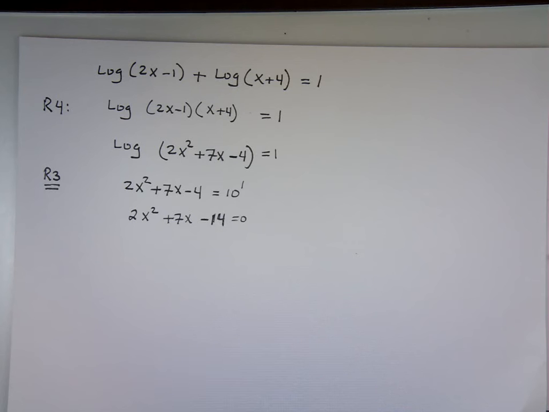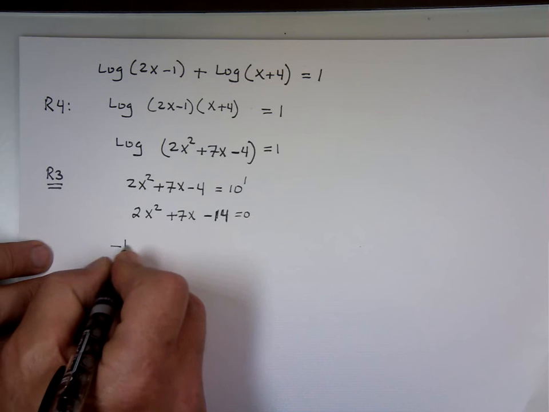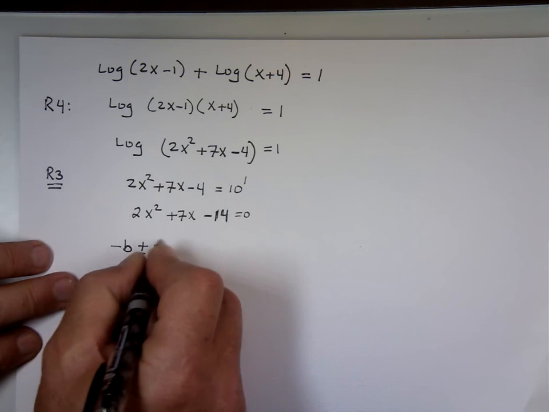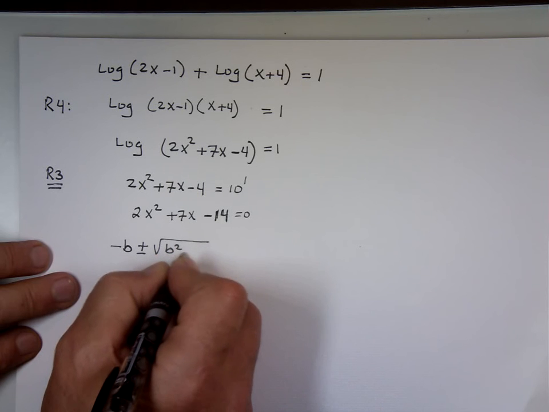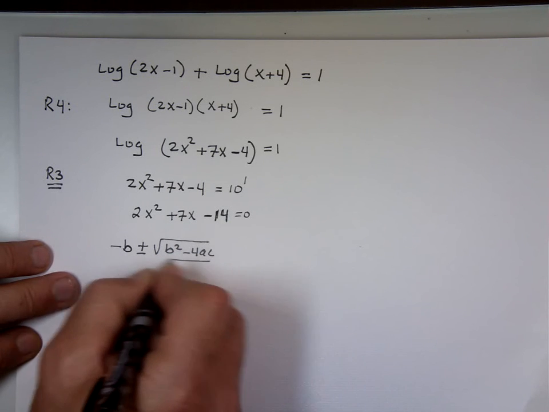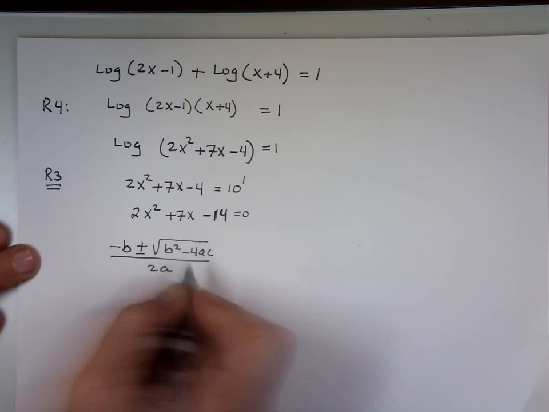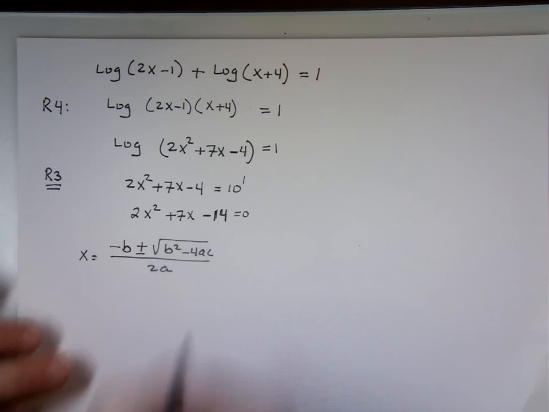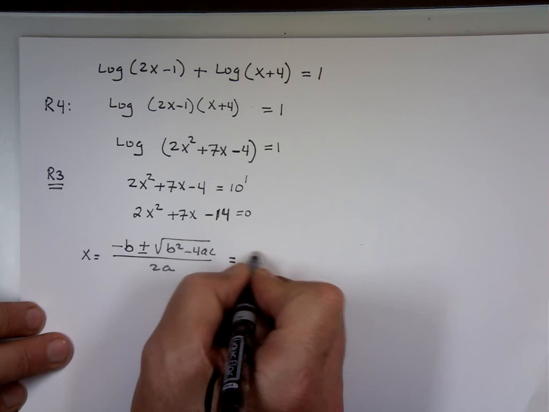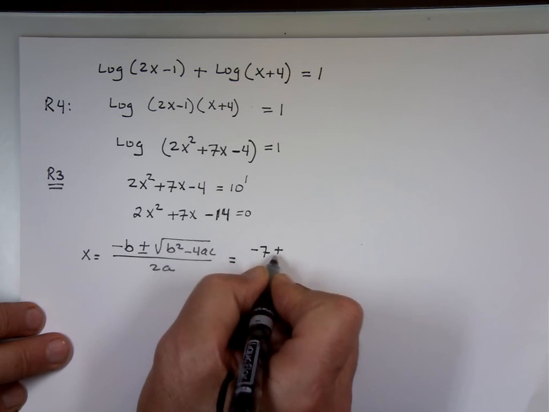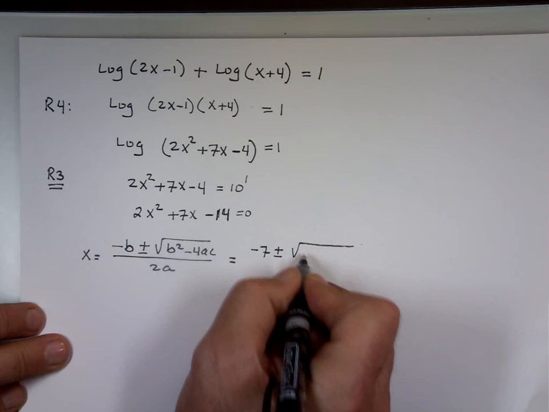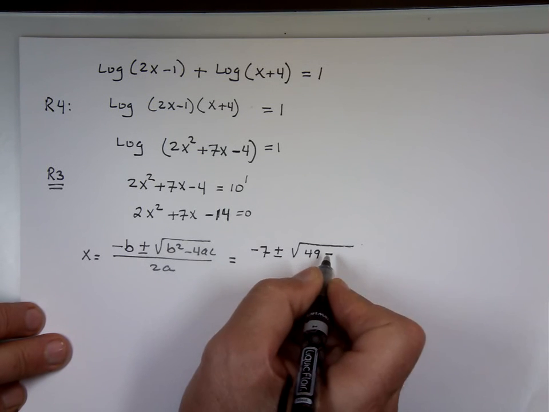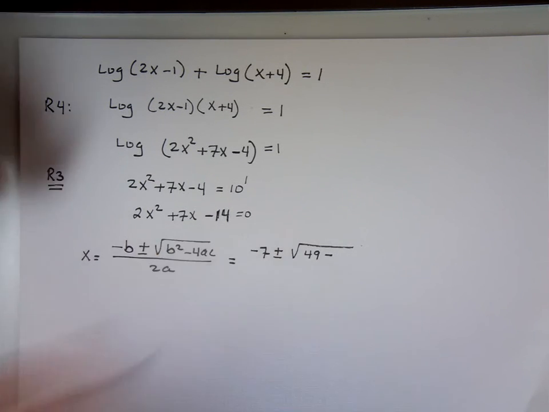So I can solve this using what? Quadratic formula, yeah? Minus b plus or minus the square root of b squared minus 4ac over 2a. I hated that. Should get a tattoo of it. Minus 7 plus or minus the square root of what? 49 minus 4 times 2 times a negative 14. That'll be a plus.